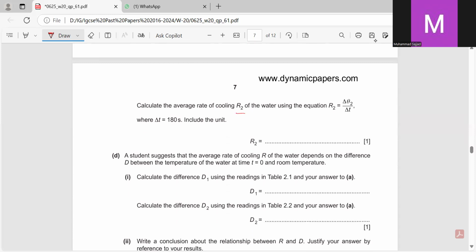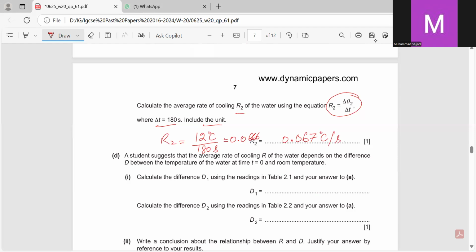Calculate the average rate of cooling R2 of the water using, again, the rule given. Delta t is 180, include the unit. So R2 is equal to, my dear friends, 12 degrees Celsius over 180 seconds. So 12 divided by 180 is equal to 0.0666. So we can write 0.067 degrees Celsius per second.